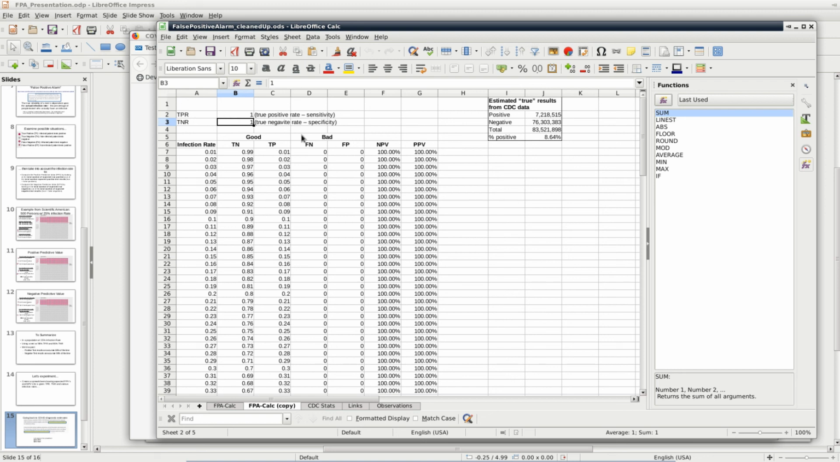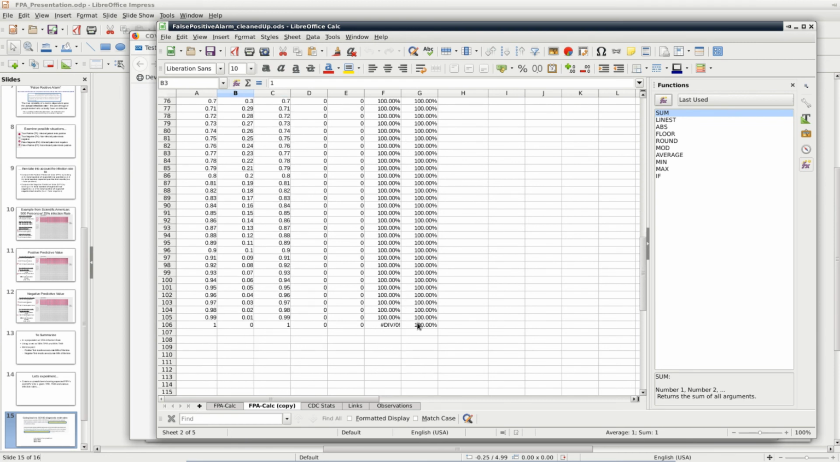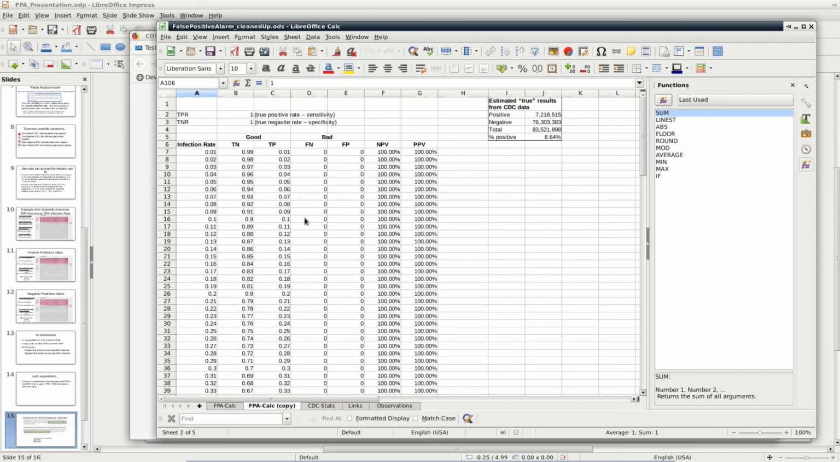So let's say, for example, I have 1 and 1. That means perfect true positive rate, perfect true negative rate. And then if we look at all our values, whatever the infection rate is, the positive and the negative prediction values are 100% all the way down, except you get a divide by 0 when you have 100% infection rate, because if there's no one that isn't infected, then you can't have any negative. Anyway, you get the idea.